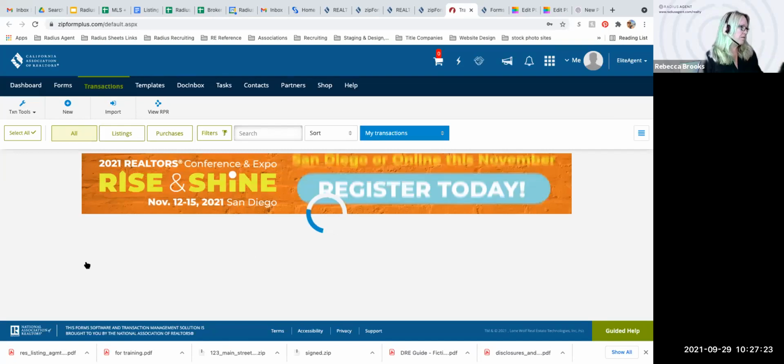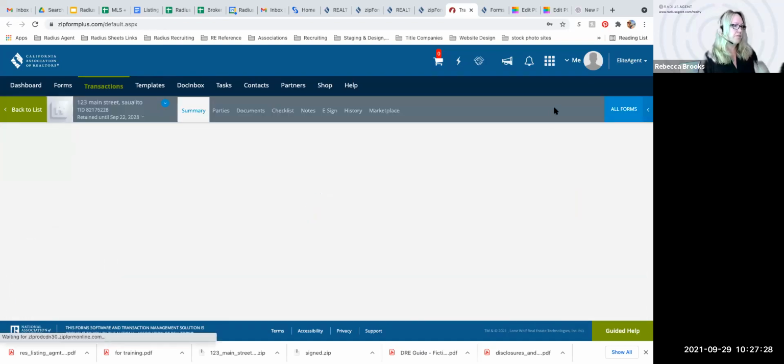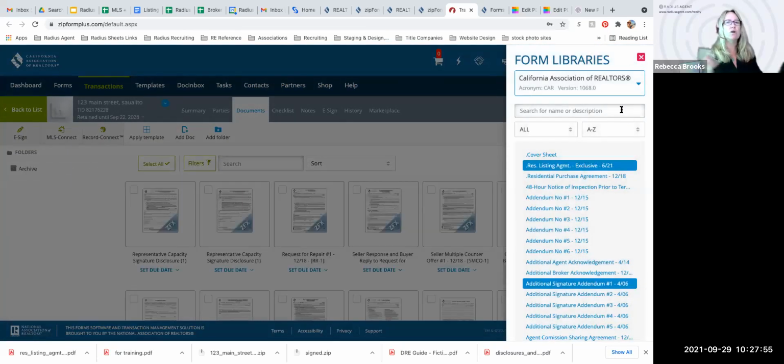Here's my zip forms. Here is the example transaction. When you're creating transactions in zip forms, you always want to create a new transaction. Okay, don't use an old transaction and copy it. Okay, because every time you create a new transaction, zip forms is pulling the new versions of the forms. Okay, so you can go ahead if you want to set yourself up some templates. You can teach yourself how to do templates, but don't go to an old transaction and copy it. Okay, make sure you're using a new transaction all the time.